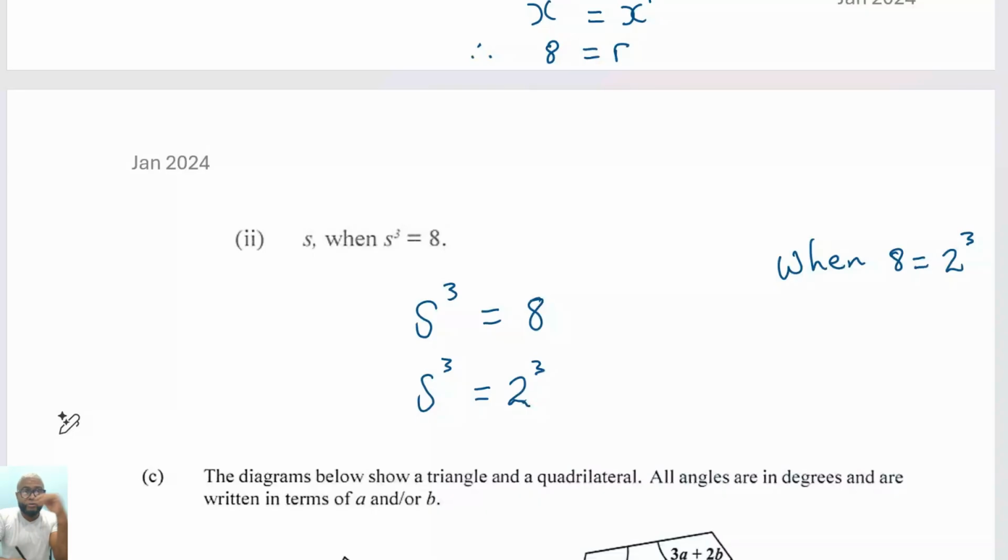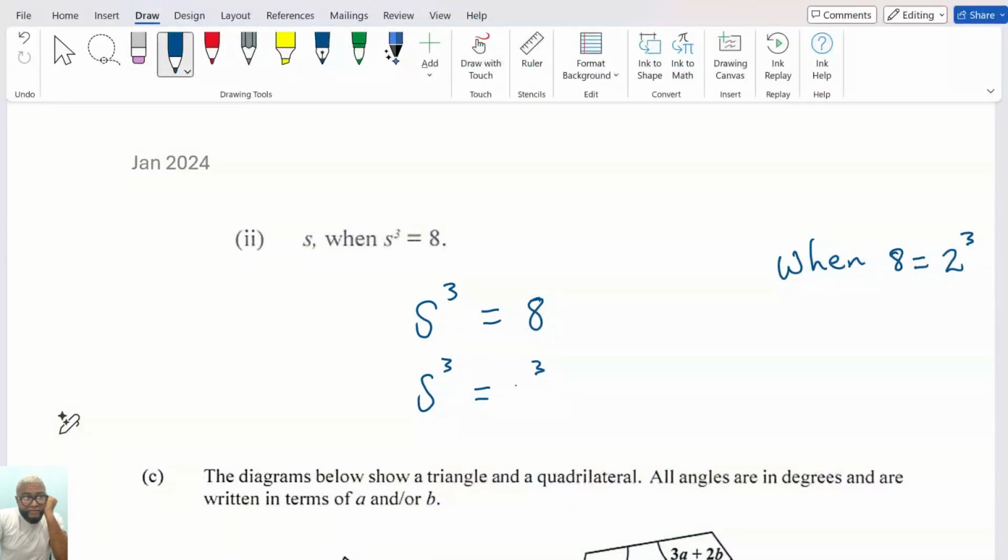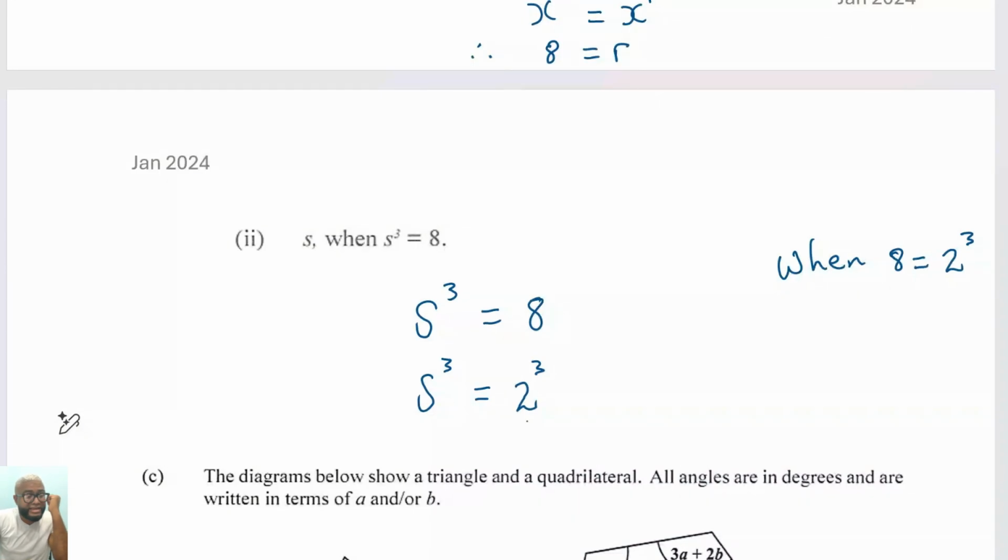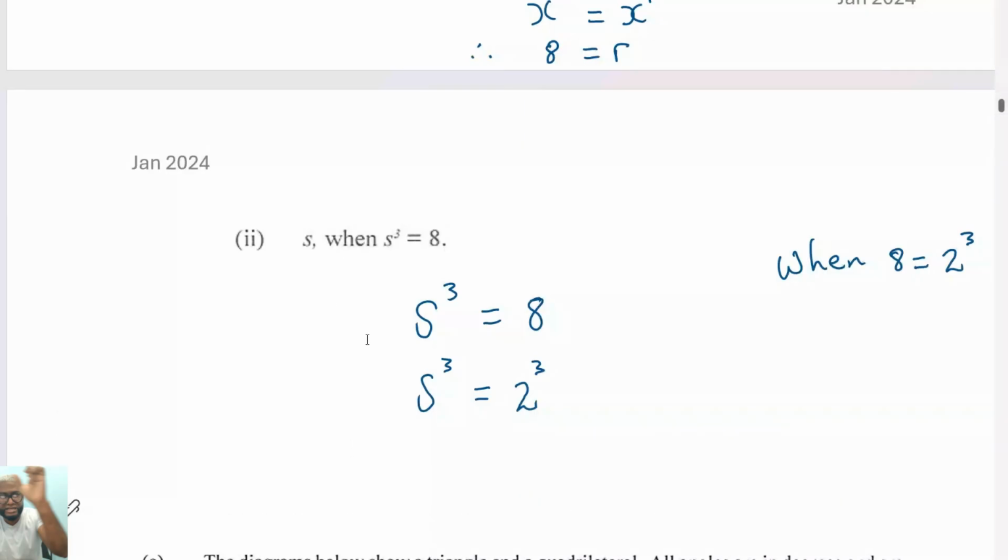So in this case now, the powers are the same. You all see the powers are the same. So if the powers are the same, then the bases are equal, right? So it's the other way around to what we just did above. The powers are the same now, so therefore s would be equal to 2, okay? The powers are the same, so that means the bases are equal. Above, the bases were the same, so the powers are equal, right? So this is how we solve this question. Anybody actually got this? Raise your hand if you got it.